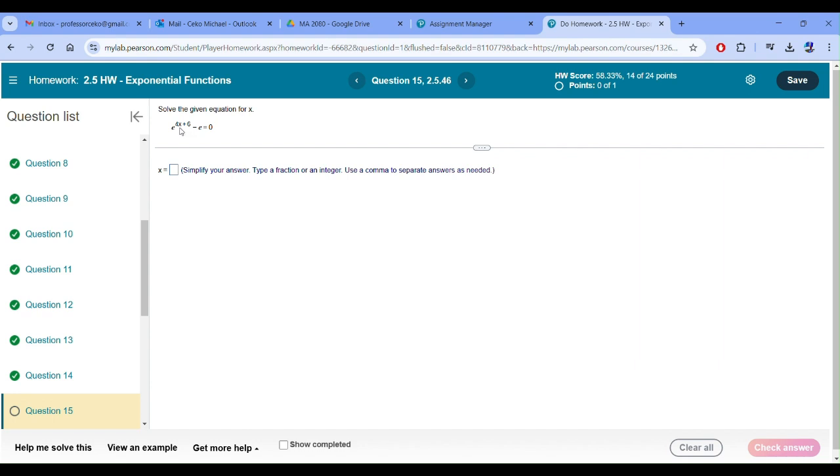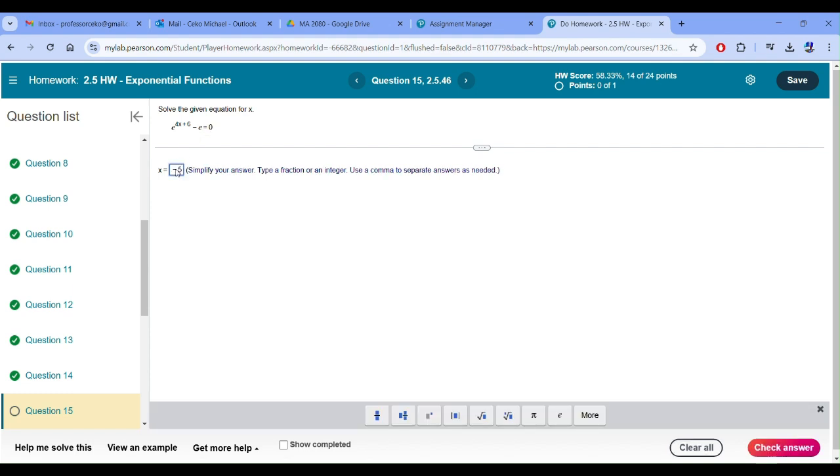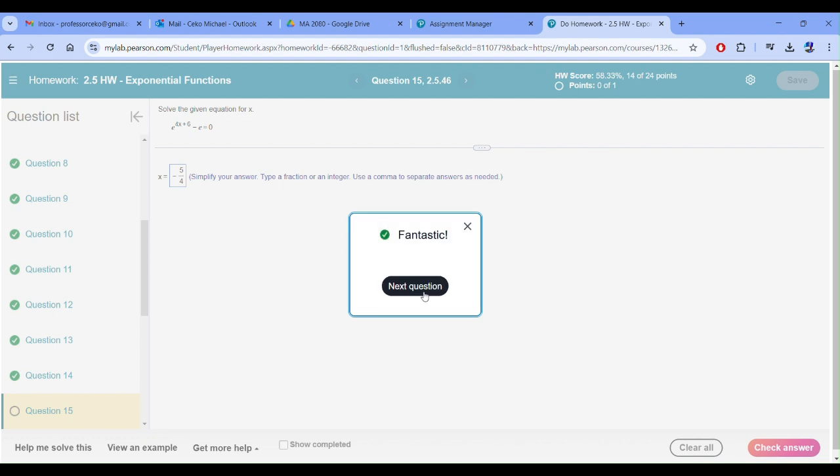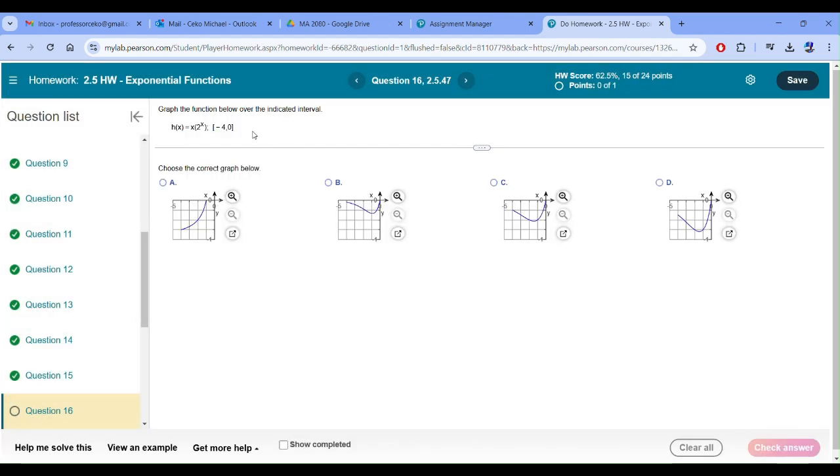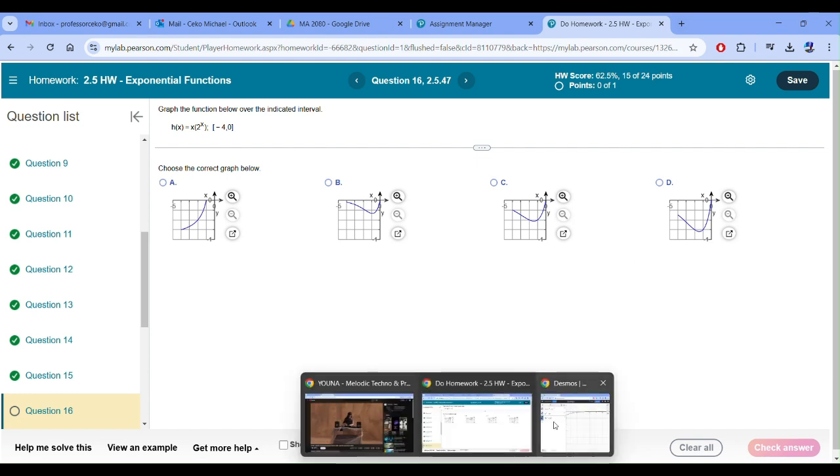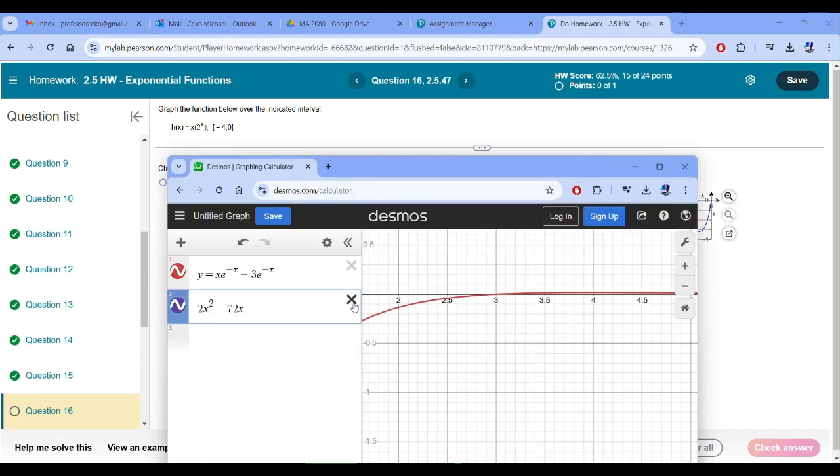Okay, so now here I'm going to add e, so that becomes e to the 4x plus 6 is equal to e to the 1. 1 minus 6 is negative 5. Negative 5 divided by 4 is negative 5 over 4. I don't think it could be, we're good. Okay, graph this function. Literally just take this into Desmos, guys. We're not here to play games. We're here to get answers right.